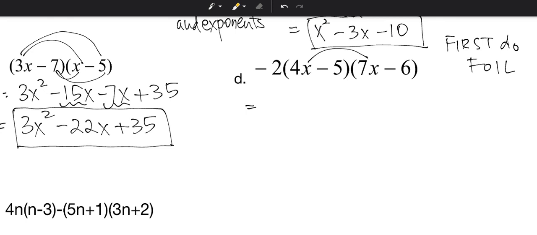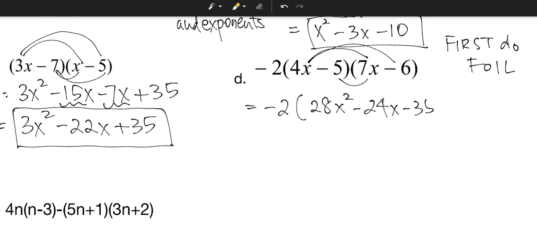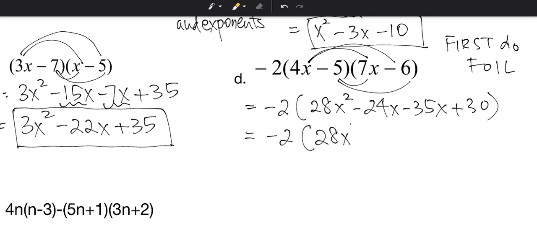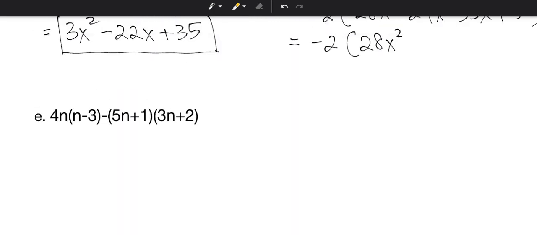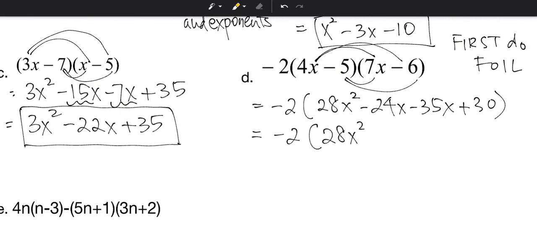4x times 7x. I'm going to leave the negative 2 out and just leave it alone for now. 4x times negative 6, the outside two, the inside two, and the last two. The more you do this, the easier it gets. You just have to practice it. You can collect like terms now, or you can expand first. I'm going to collect like terms right now, but it's up to you.